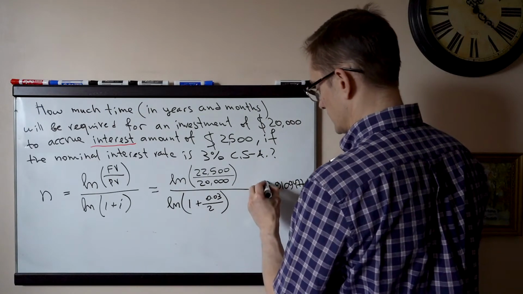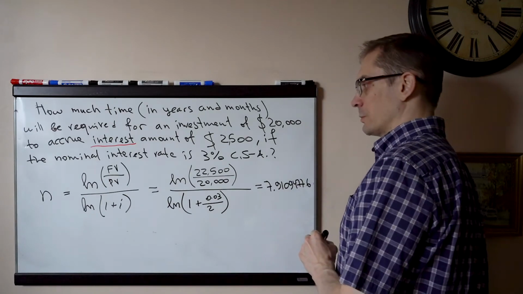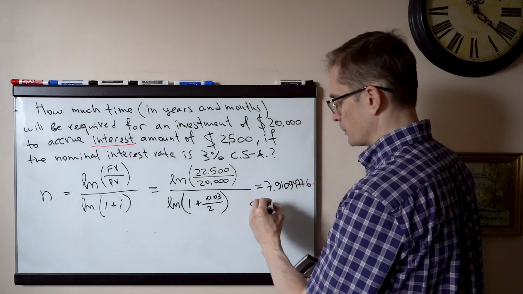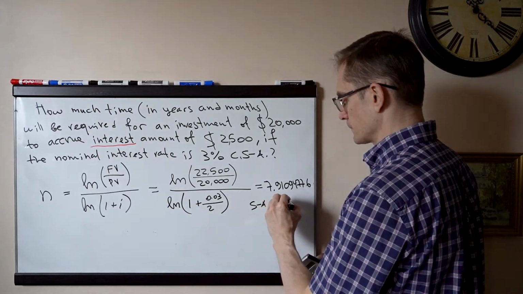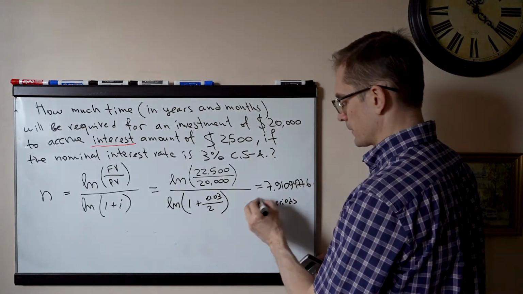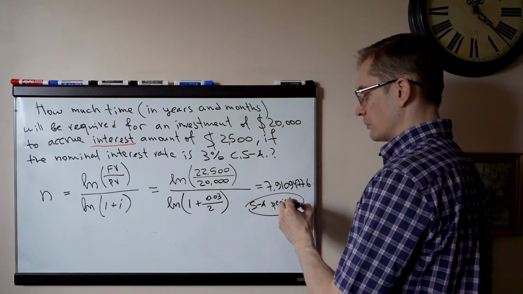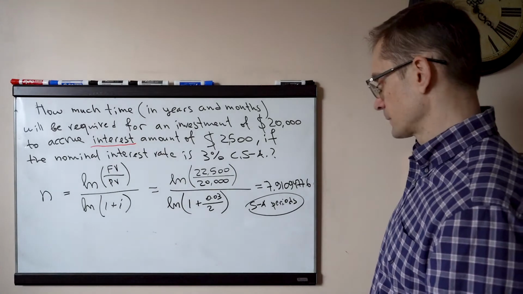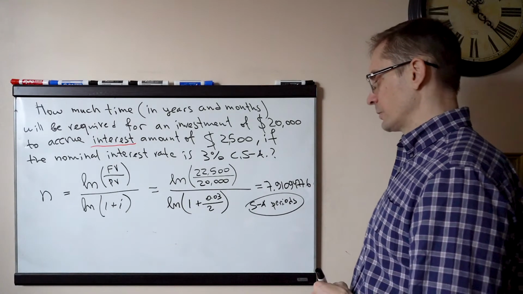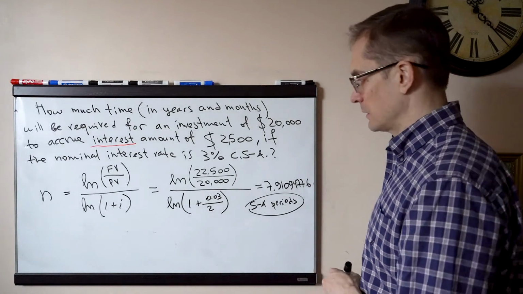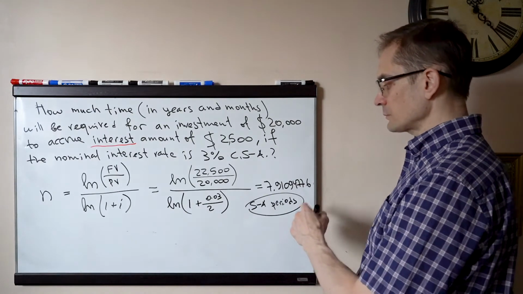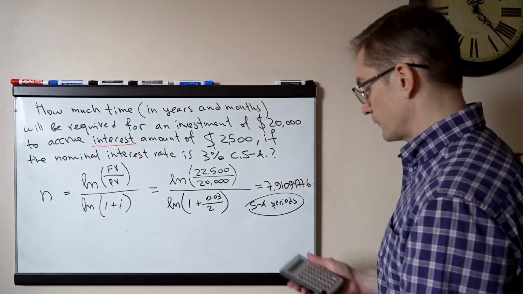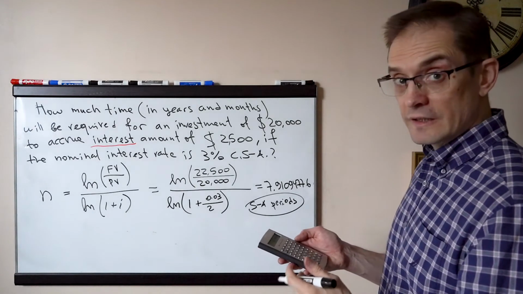So I get 7.91094776. Now it is important to remind ourselves what we just found, right? We found semi-annual periods. We found that we have almost 8 semi-annual periods, which means that we are at almost 4 years here. But the question is about years and months. So let's find first how many years exactly that would be.